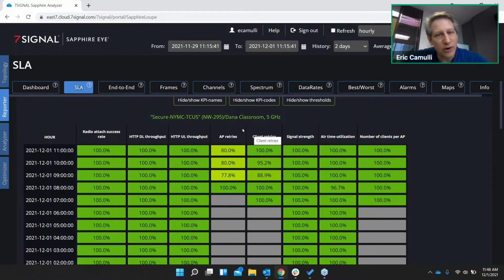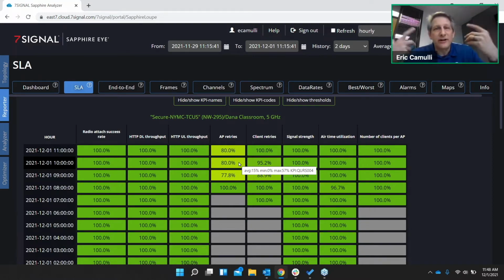Now, one thing that I want to point out to you here is that when you see this number, like 80% that my mouse is over right now, that does not mean for this area that I have an 80% retry rate. What this means, because this is an SLA table, SLA means service level agreement, is that I'm measuring against a target for good performance. Remember what Jim said a few moments ago? He says a good target is to try to keep your retry rate at around 30% or lower in most situations, obviously a little bit more aggressive when we have voice in the mix. 30% is kind of a good rule of thumb.